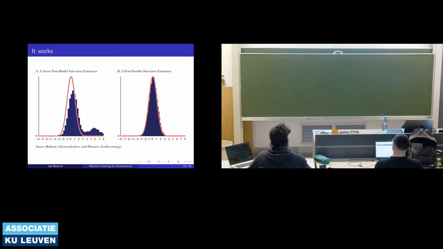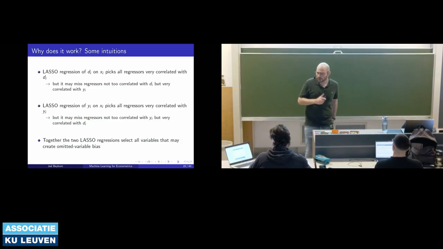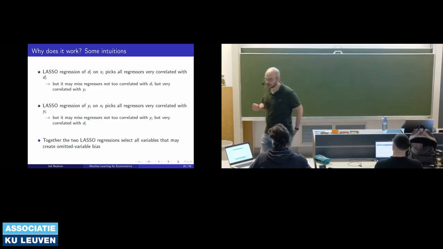And what happens here with this double selection is that, first, it works on the right-hand side graph. The first regression is selecting every variable in X that is very correlated with D, because you regress D on X. The second lasso regression selects all variables in X that are very correlated with YI. So if you take these two lasso regressions, the union of variables selected at either regression contains all the variables which are either very correlated with yi or very correlated with di.